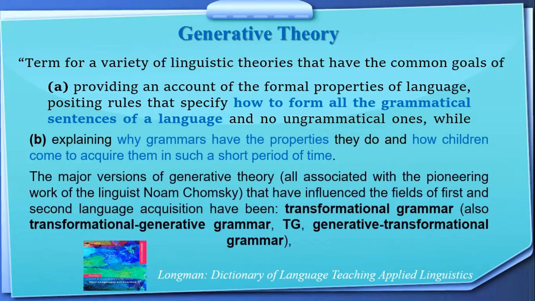The major version of generative theory is associated with the pioneering work of the linguist Noam Chomsky. When we talk about generative theory, its pioneering work is related to Noam Chomsky, which has influenced the fields of first and second language acquisition. And it is known through many other terminologies, like transformational grammar, also transformational generative grammar, TG, or generative transformational grammar. So these are some of the other terminologies which are used instead of generative theory.